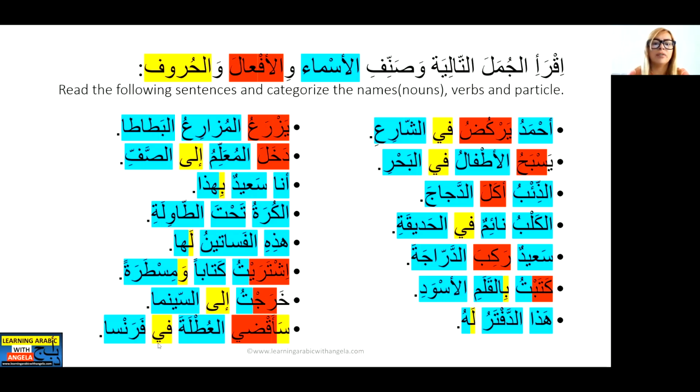سأقضي العطلة في فرنسا. So the sa is the particle indicating the future, the prefix indicating the future. أقضي is the verb, I will spend. العطلة, the vacation. Alif lam, we can tell this is a noun. في فرنسا, in. So this is a particle of jar, that's حرف. فرنسا, proper name, name of a place, that's ism.